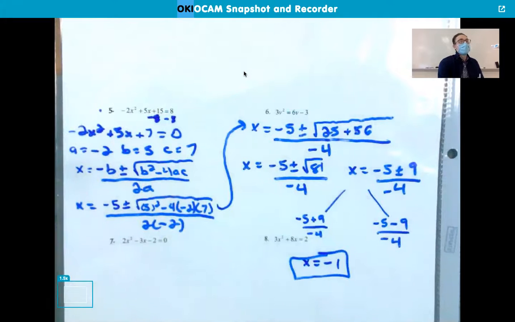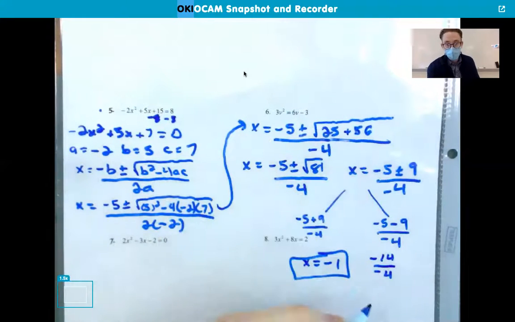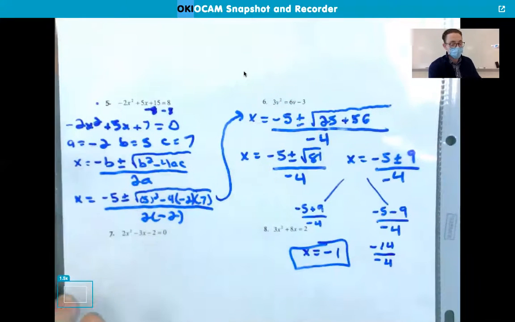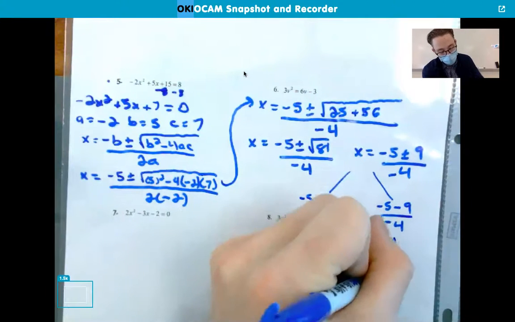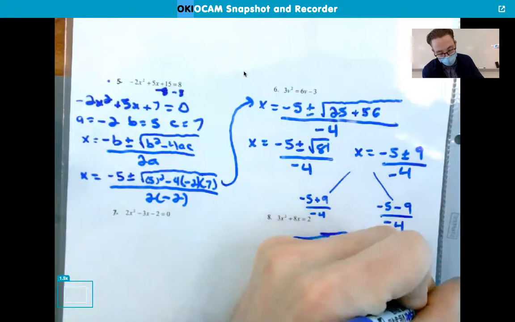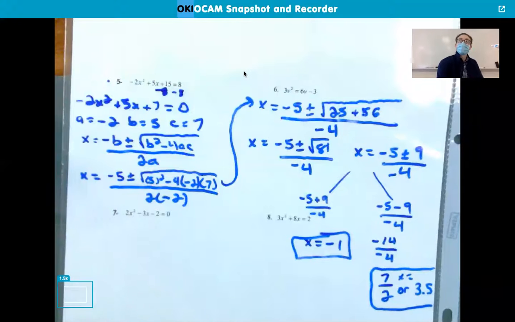-5 minus 9 gives me what? Positive or negative? -14 divided by -4. How can I simplify this fraction? Maybe somebody from home help me out with this. What would my final answer be for this part of my equation right here? Positive 7/2, or 3.5 as a decimal. Don't forget the x equals.